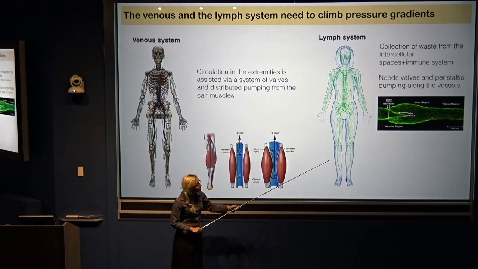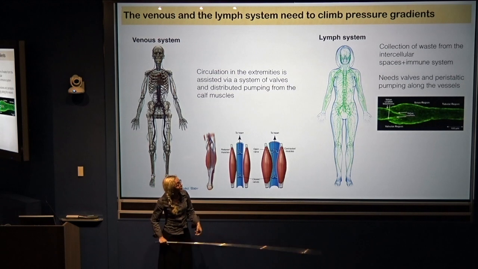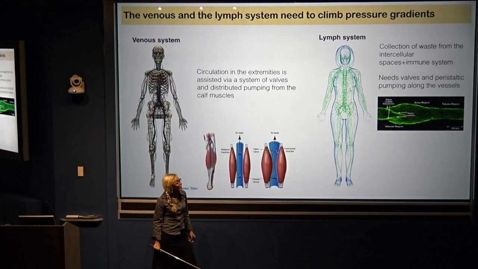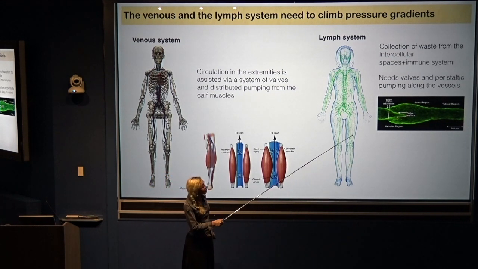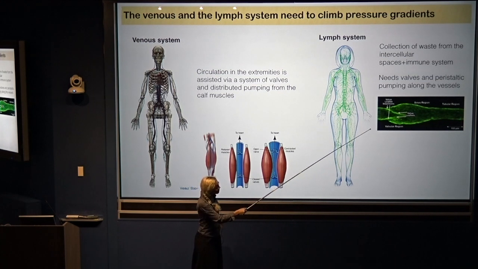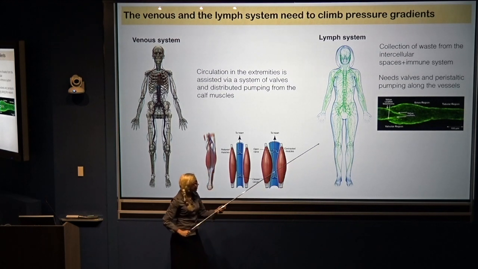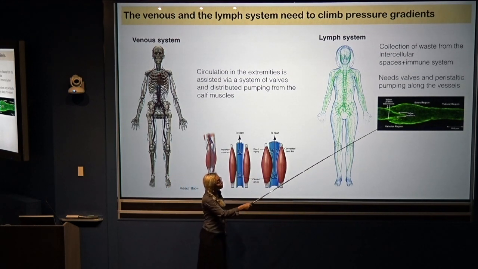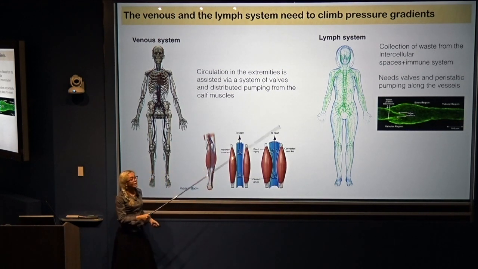We also have the same system in our lymph system, which is basically a system for the collection of waste from the intercellular spaces. It assists the immune system as well. It's part of the immune system, and the lymph system, by the way, shares a lot of genes with the venous system in its development. It also needs valves and peristaltic pumping to return the lymph. So here, again, we have dynamics.